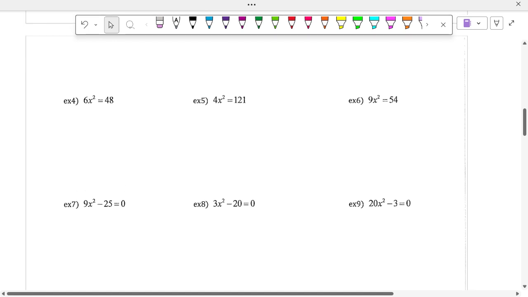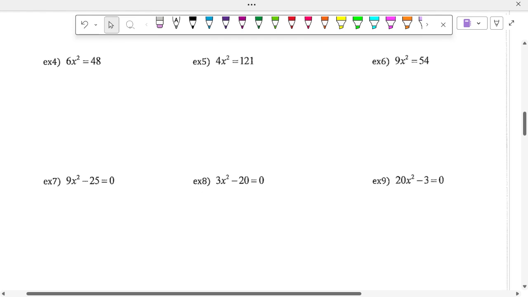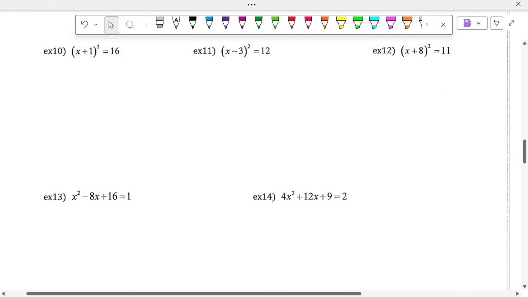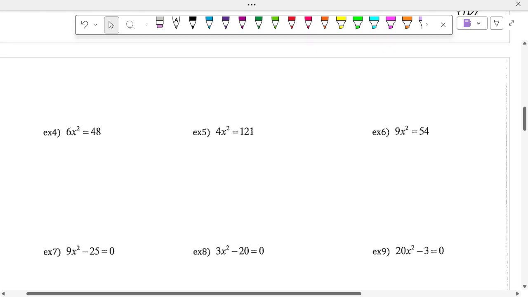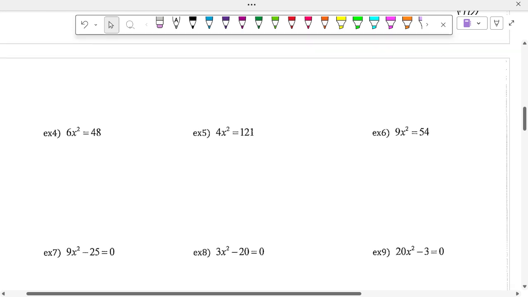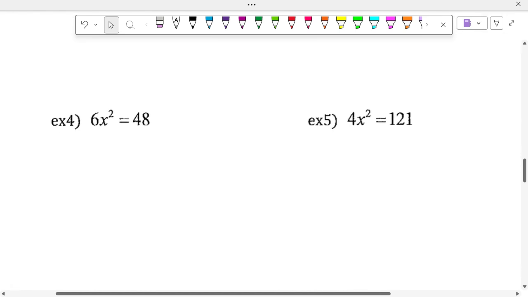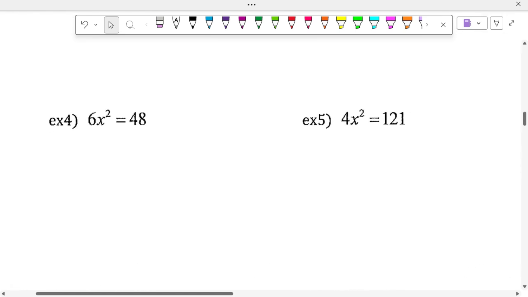All right, so let's do some more examples. I'll just do kind of 1 or 2 from each row. All right. Now, let's look at example 4. Here's my question. Do I go ahead and take the square root, or do I have to do something first? I got to divide by 6. So treat it like you're solving just a regular 2-step equation. You got to get the x by itself first. Same thing here. You got to get the x squared by itself first before you can take a square root.